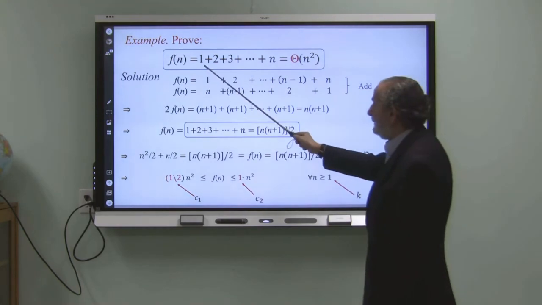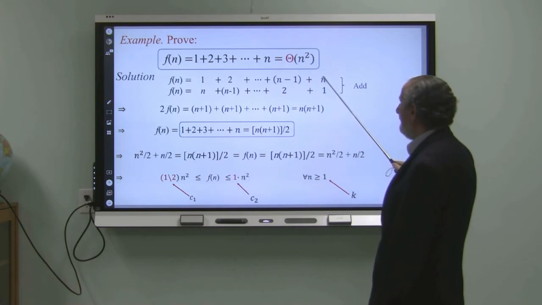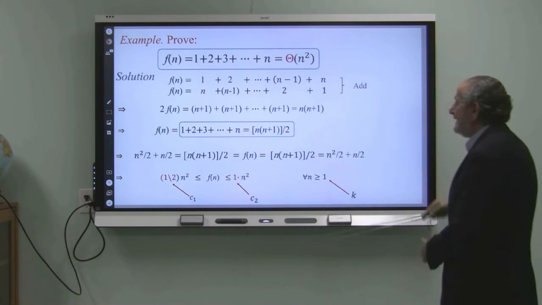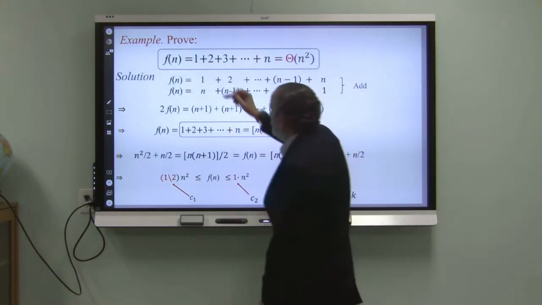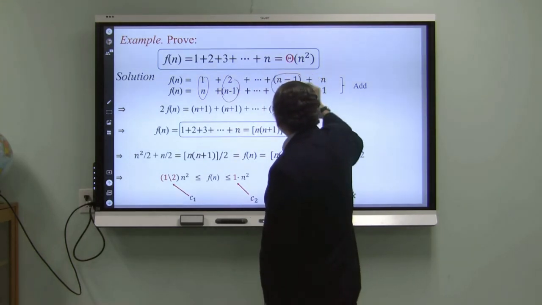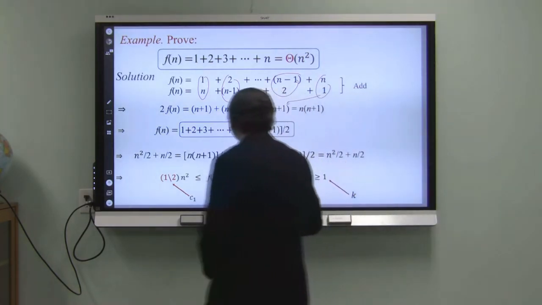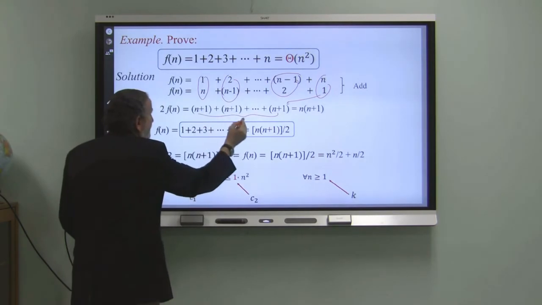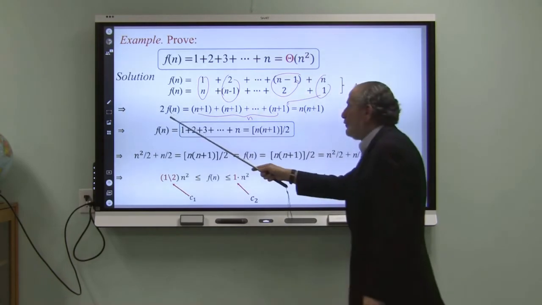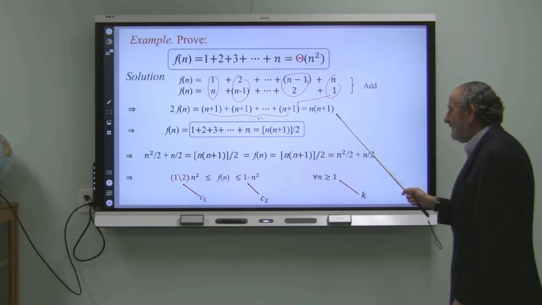I'm going to put f(n), this summation here, 1 plus 2 up to n. I'm going to reorder it going downward from n to 1, and then I'm going to add. I add these two, I get n plus 1. These two, I get n plus 1. These two, n plus 1. These two, n plus 1. How many terms? n terms. So which means 2f, twice, because I added these, 2f(n) is n times n plus 1.